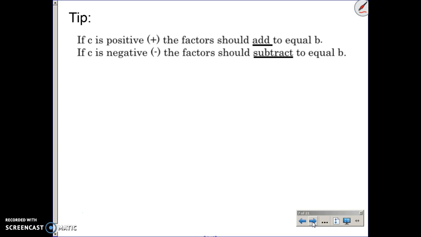You're also going to fill in these words. Right? If C is positive, you're going to add two numbers to equal B. And if C is negative, you're going to try and subtract. And when I say C and B, I'm talking about the standard equation again. I'm talking about ax squared plus bx plus c.